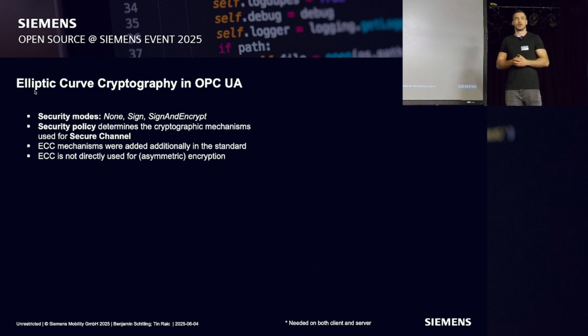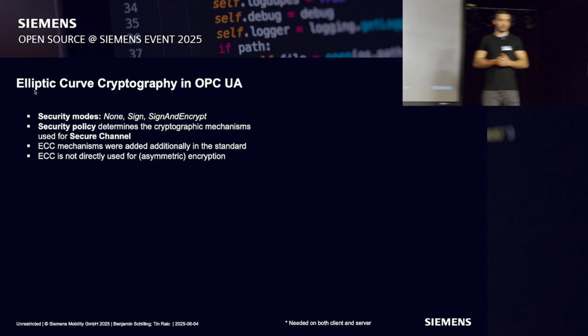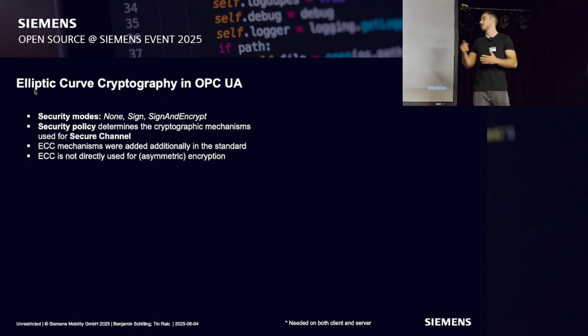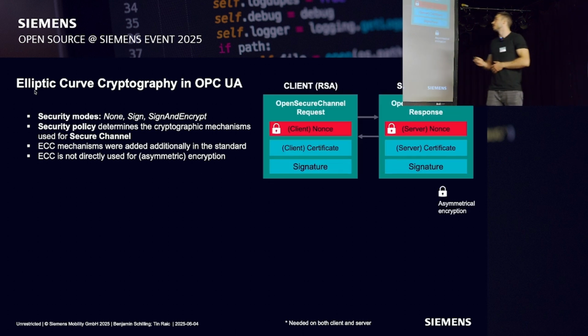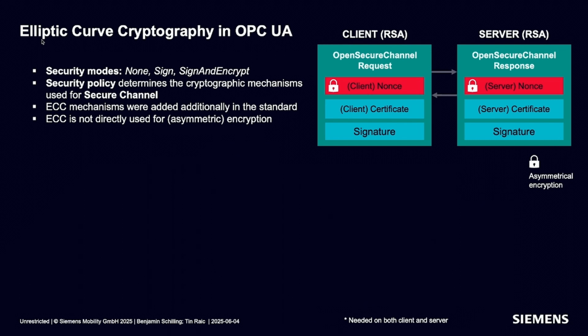Which cryptographic mechanisms or algorithms we use depends on the security policy that is used for secure channel. As Benjamin said, most of the security policies were based on RSA. ECC was added in the standard additionally. And since ECC is not directly used for asymmetrical encryption, there are some workarounds that need to be done in the code. Now let's look at how we open a secure channel.